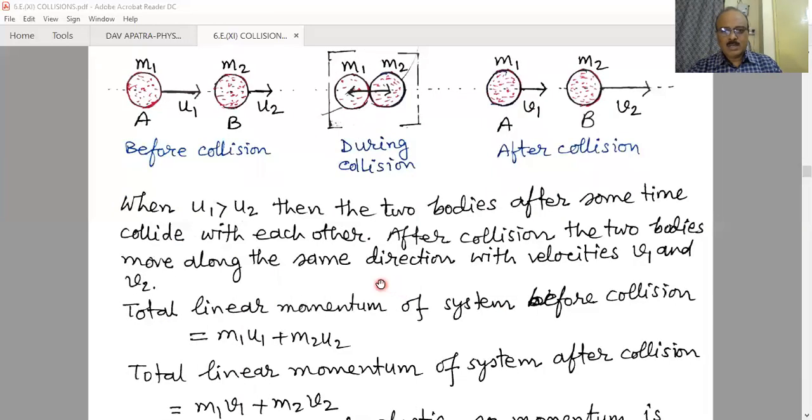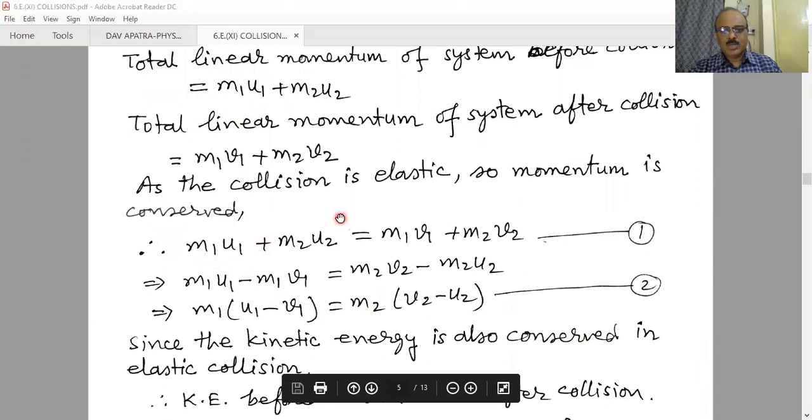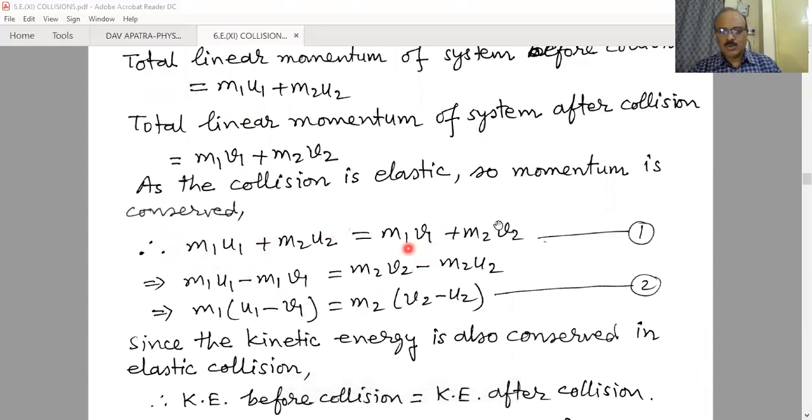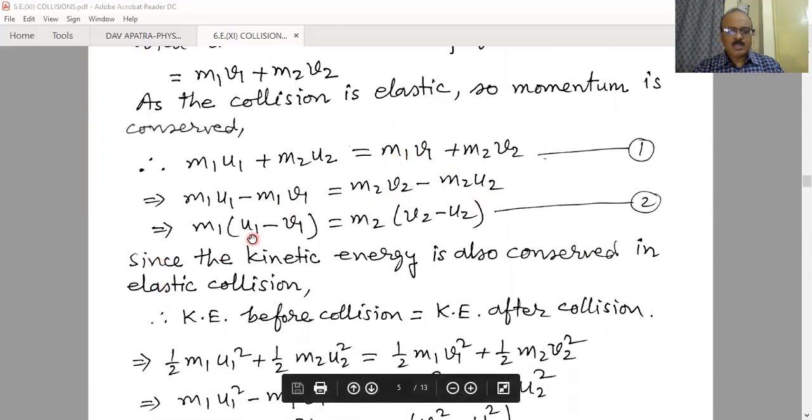Now we can get this equation from the law of conservation of linear momentum. The total linear momentum before the collision equals the total linear momentum after the collision, and we can apply this law in all types of collisions. So we can write m1u1 plus m2u2 equals m1v1 plus m2v2. Simplifying, taking terms from right to left, and taking m1 common, we get m1(u1 minus v1) equals m2(v2 minus u2).